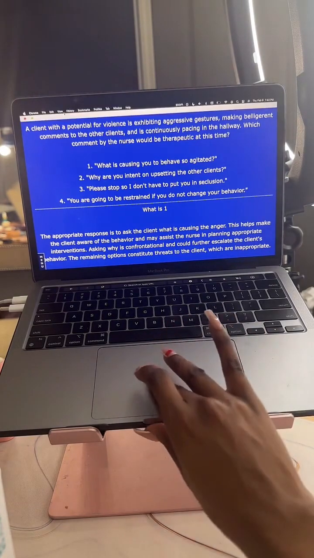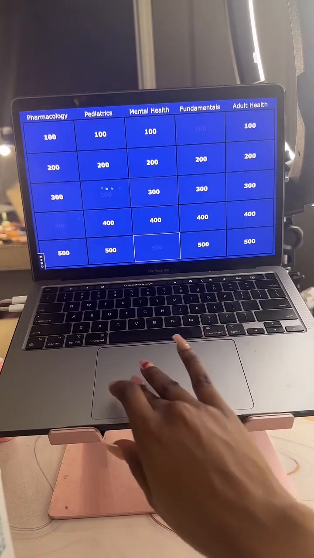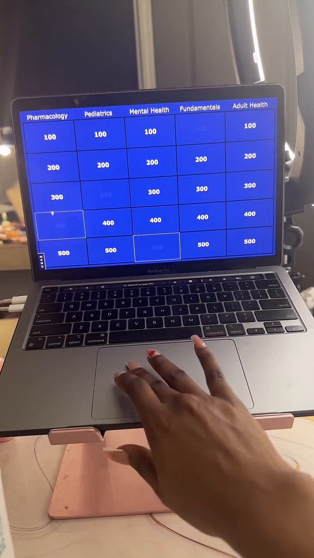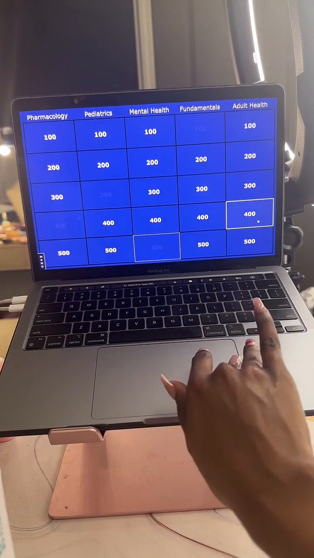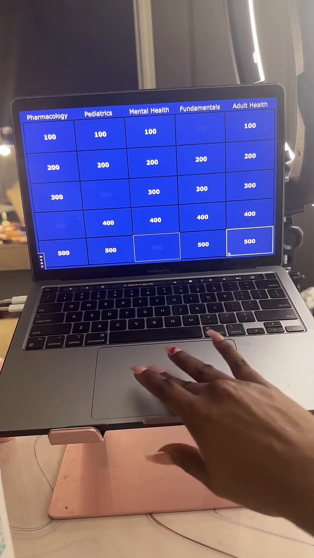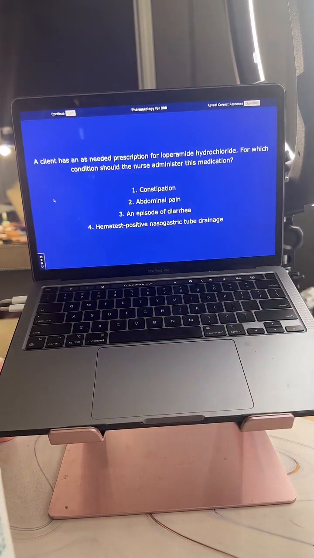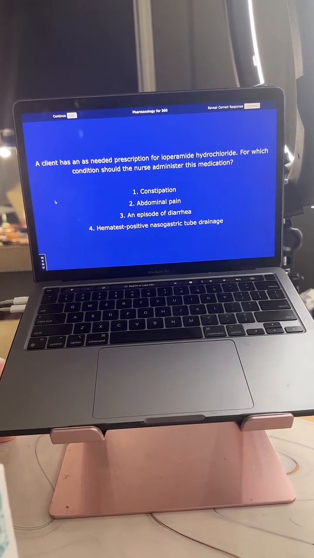All right, next one. Let's do some farm. I see you guys saying that you're scared of farm. You hate farm. Well, let's do one more. Let's do adult health first. No, let's do farm first and then I'll go back. Let's do farm for 300.